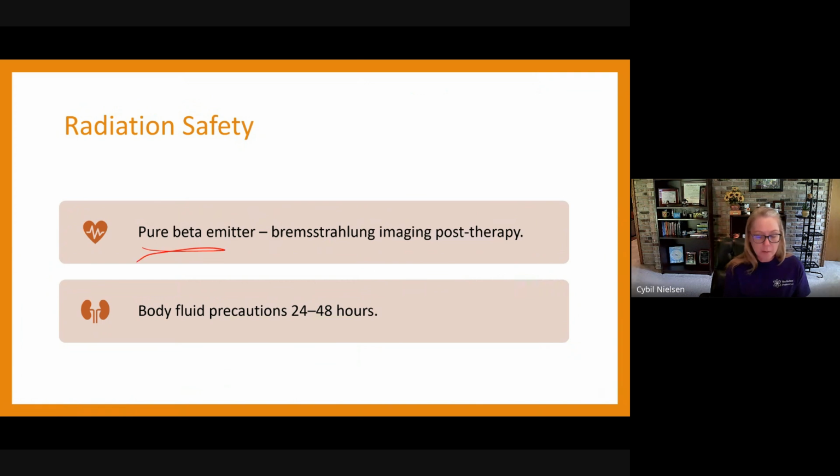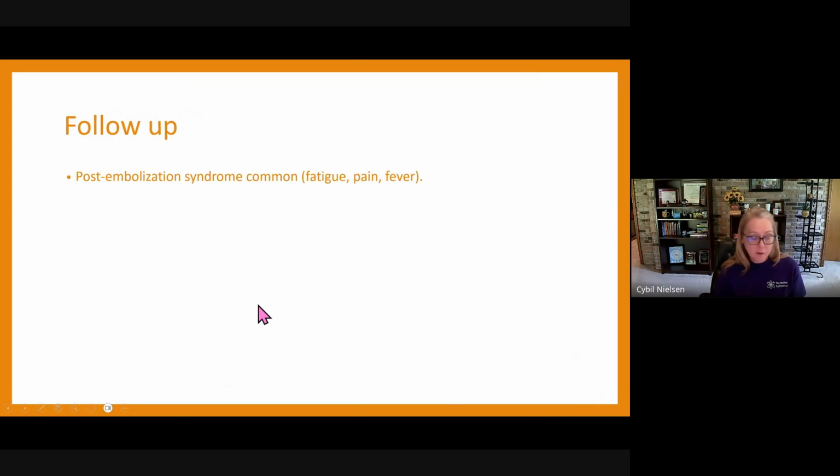All right, again, pure beta emitter, so bremsstrahlung, body fluid precaution since it's a pure beta emitter, and follow-up, looking for something called post-embolization syndrome. So even though this is a radiotherapy where we're irradiating the tumor, it's also particles, and so it's embolizing, cutting off the blood supply. And so post-embolization syndrome can sometimes cause symptoms. So that's just something that they follow up with.